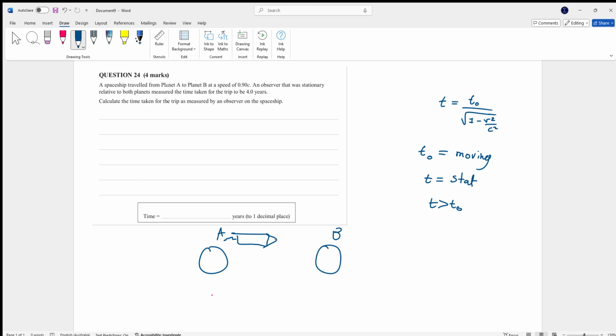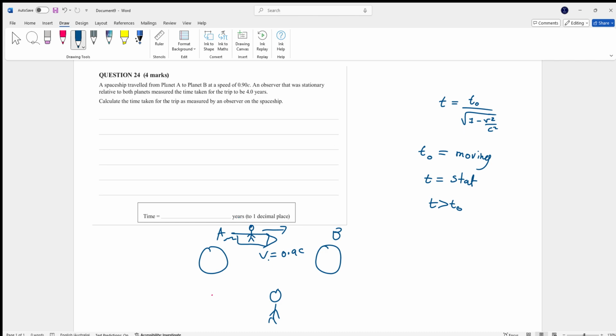So you've got planet A and planet B, and there's a rocket going this way with the velocity of 0.9c. Both observers will always agree the velocity is the same. So this is the stationary observer relative to both planets. This is the person on the rocket, which is what they're saying here, measured by someone on the rocket. We've got to work out who is T and who is T-O. That's the main thing here.